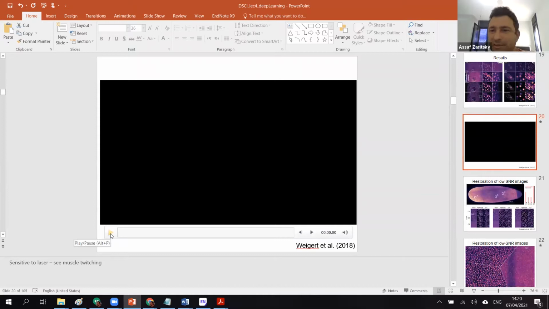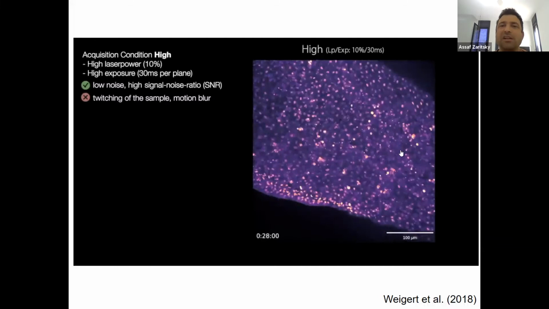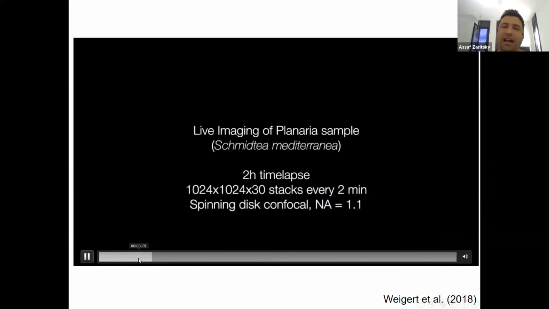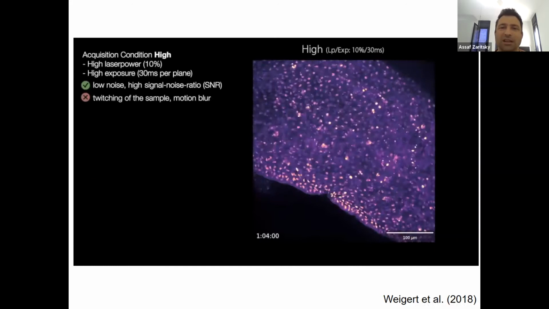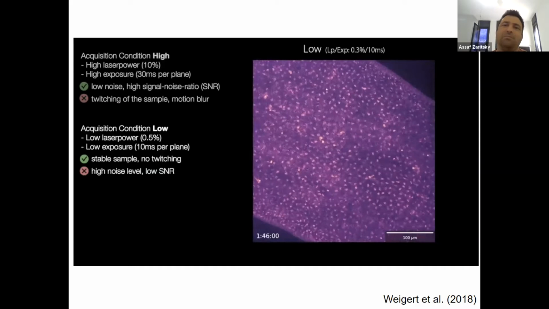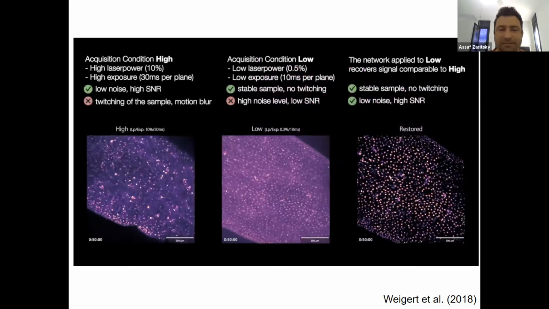Maybe I'll show one video, which is pretty impressive, I think. Maybe I'll share my screen also. I'll use it in full mode. What you see here is a planaria, and they imaged it with high laser power and low laser power. This is high laser power. The image is very good, but the animal is twitching, right? It's suffering. You don't get the natural behavior of the cells within it. You can see all this twitching. With low exposure, the image quality is just poor, but you don't see this twitching. Now if you apply this CARE network, you go from low resolution to high resolution, and it's fantastic, right? It's great.